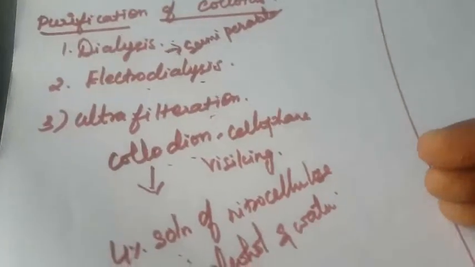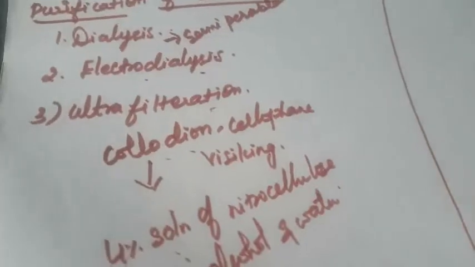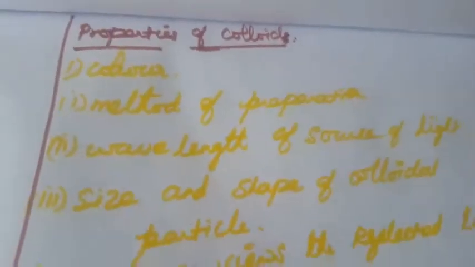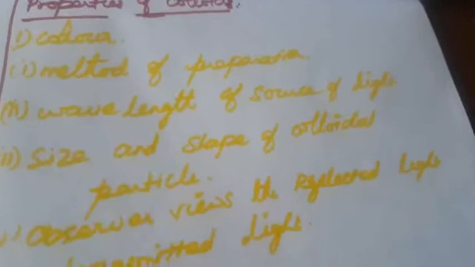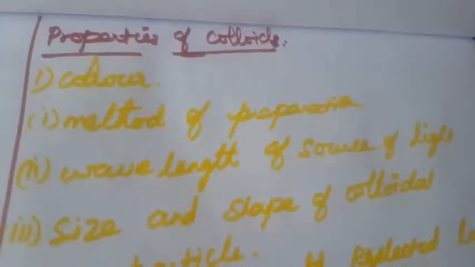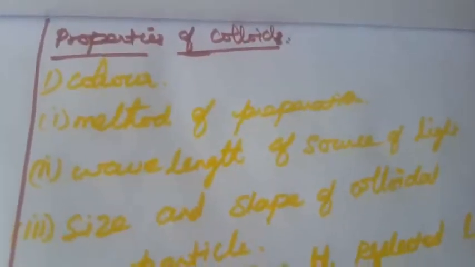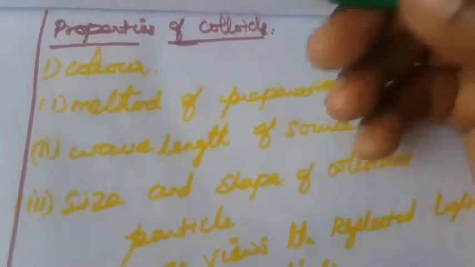Next one is: what are the properties of colloids? So next we are going to see the properties of colloids. What is meant by properties of colloids? The first one is the color of the sol. So the first one is color.